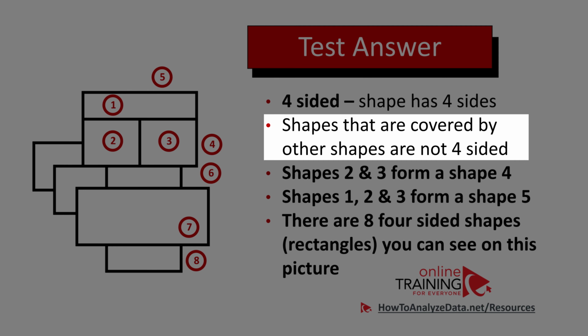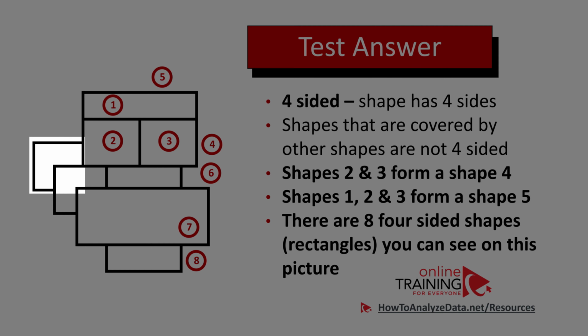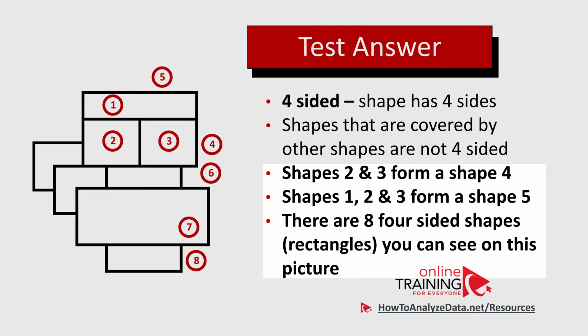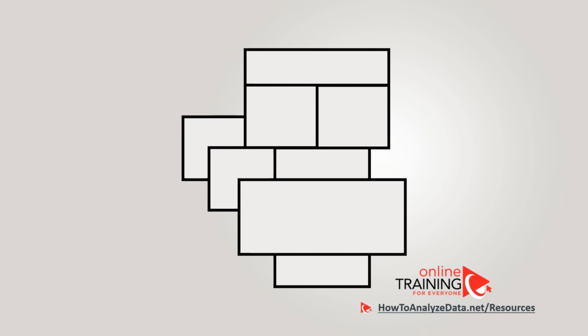For example, we have something that mimics a square here, but because it's covered by another square, it is not 4-sided. Actually, it has 5 sides. The key to answering this question is to make sure that you didn't miss any shapes. In fact, it's so easy to miss because some shapes are inside of the other. Let me show you all 8 shapes here on this picture.